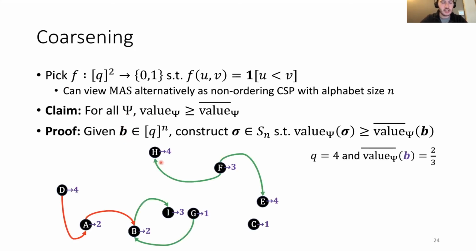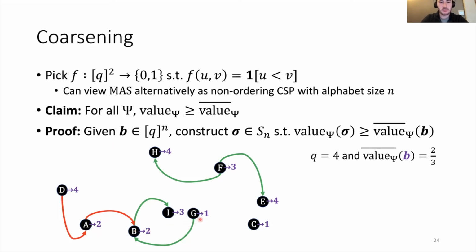Okay, so I start with this instance psi, and here I've labeled psi's variables as A through I, just so that we don't have too many numbers floating around. And there's an assignment B, which assigns to each variable a value in an alphabet of size q equals 4. And B's value is 2/3, because for instance, if we look at this constraint that goes from A to B, this constraint is not satisfied because A's assignment is 2 and B's assignment is also 2, and 2 is not less than 2. Okay, so how am I going to construct this ordering sigma?